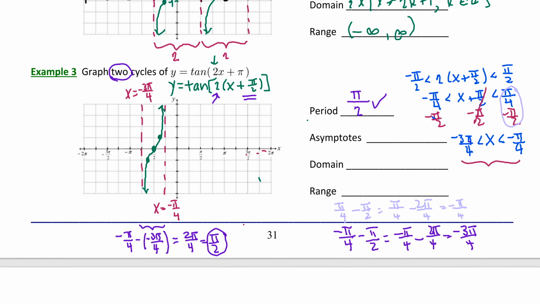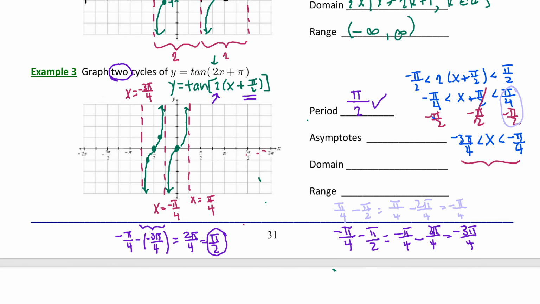So if I want to find the location of the next asymptote, I need to add pi over 2 to this last asymptote here, negative pi over 4. When we do that, we're going to obtain positive pi over 4. So this asymptote has equation x equals pi over 4. In between those two asymptotes, tangent is going to exhibit the same behavior that it did in that first fundamental cycle. There we go. And we have the graph of two fundamental cycles of this transformed function.